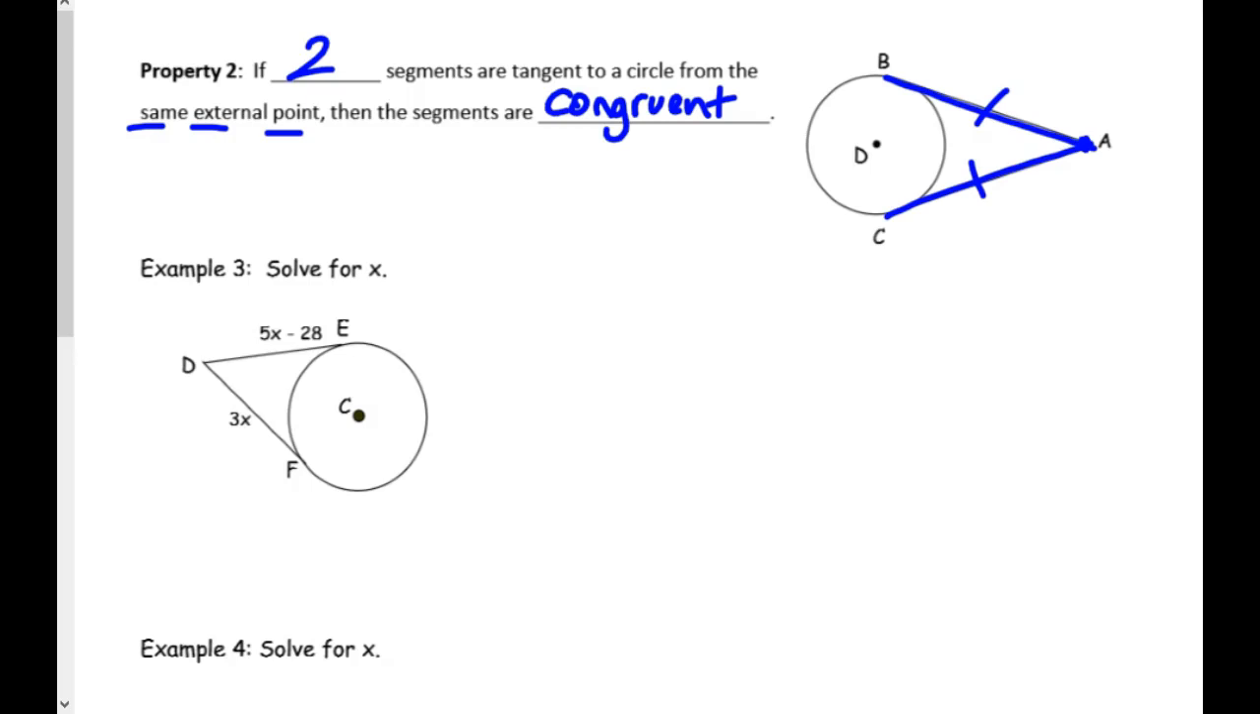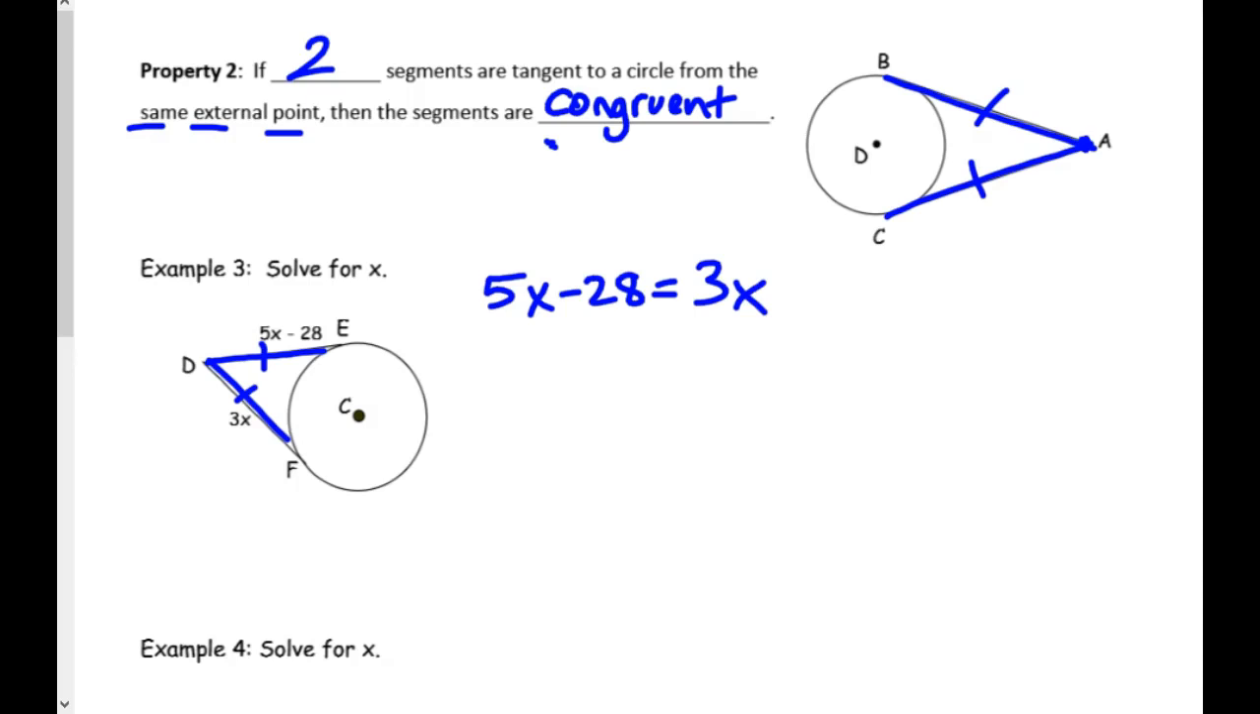Alright, so if we know that, we look at example 3, and we're supposed to know something about this and this. What do we know? They're congruent. Tick, tick. If they're congruent, I take those measurements and I set them equal. Let's do that. 5x minus 28 equals 3x. Now, it might have been a little bit since we've done some straight up algebra, solving for x. But that's okay. Let's remember how to do this.